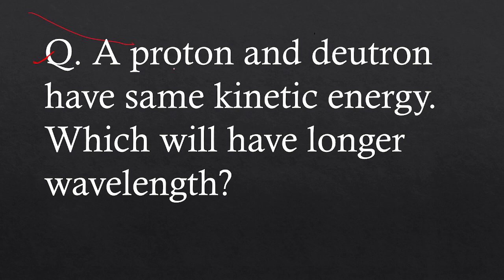It is asking us that a proton and deuteron have the same kinetic energy. Okay. And which will have the longer wavelength. And this is a very interesting question. What it is saying actually is that proton and deuteron both are moving with the same kinetic energy. Kinetic energy means what? The energy which it is acquiring during its motion. Okay, that is kinetic energy. So the question is saying that kinetic energy is the same for both proton and deuteron.